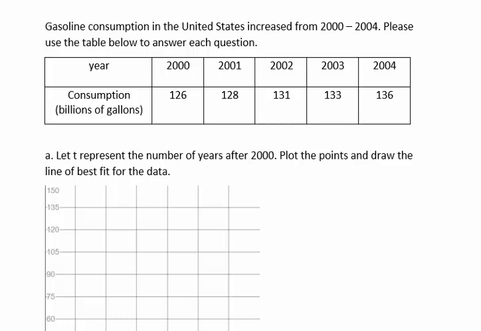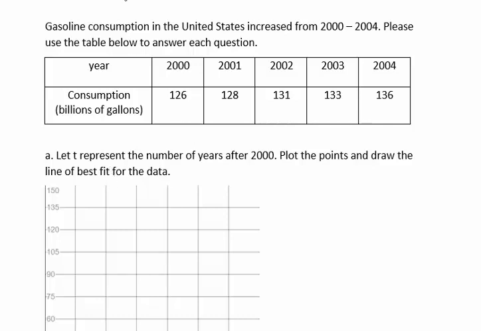Okay, let's take a look at this problem, and this is similar to example to section 1.6 number 9. It says gasoline consumption in the United States increased from 2000 to 2004. And we're going to use the table below to answer each of the following questions. So let T represent the number of years since 2000. And then we're going to plot the points and draw the line of best fit for the data.